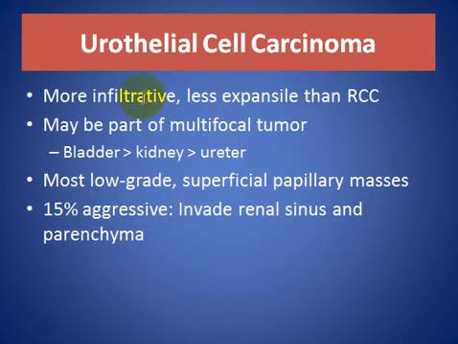Urothelial cell carcinoma is more infiltrative, less expansile than renal cell carcinoma, and may be part of a multifocal tumor: bladder more than the kidney, more than the ureter. Mostly low-grade superficial papillary masses, 15% are aggressive and invade renal sinus and renal parenchyma.